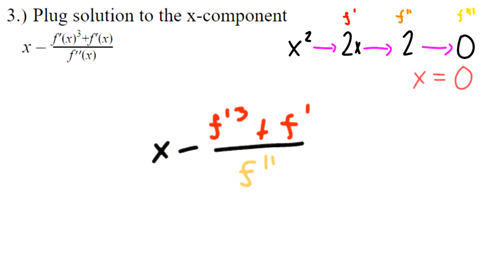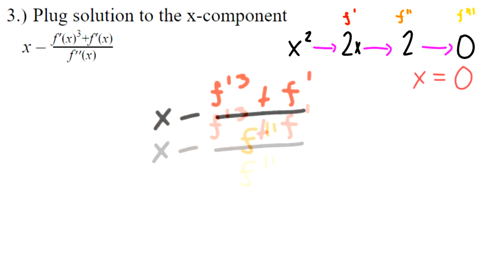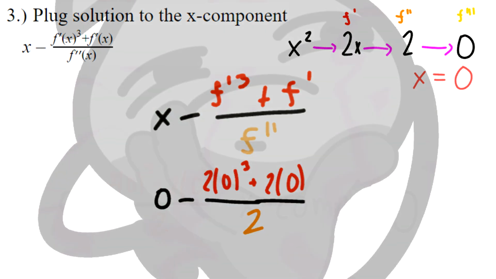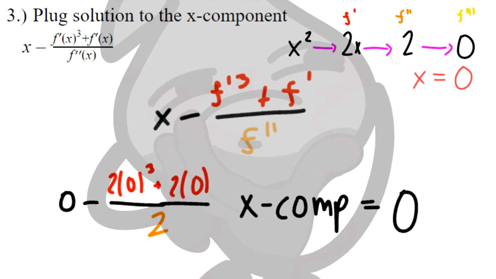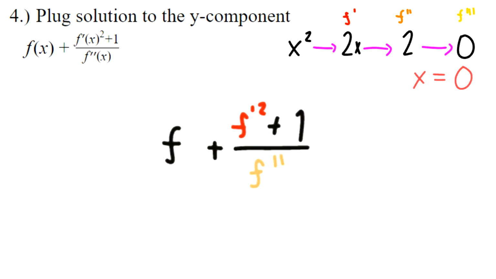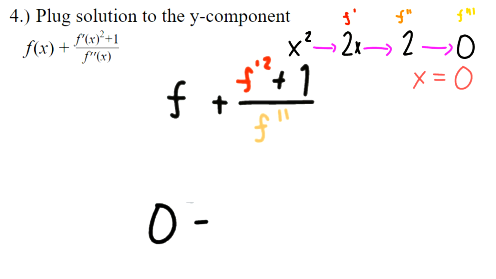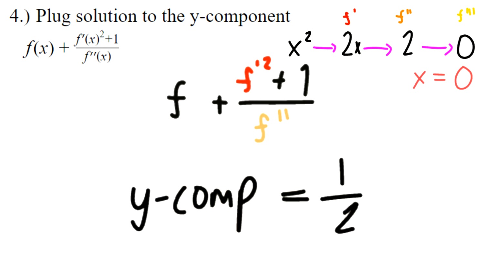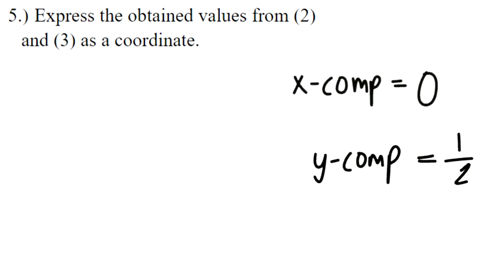On step 3, plugging 0 to each x, we get 0 minus 2 times 0 cubed plus 2 times 0 all over 2, which I think the answer is 0, right? Now on step 4, plugging 0, we get 0 plus 2 times 0 squared plus 1 over 2. This simplifies to 1/2. Then, on step 5, we create the coordinate from the components, giving us 0, 1/2.